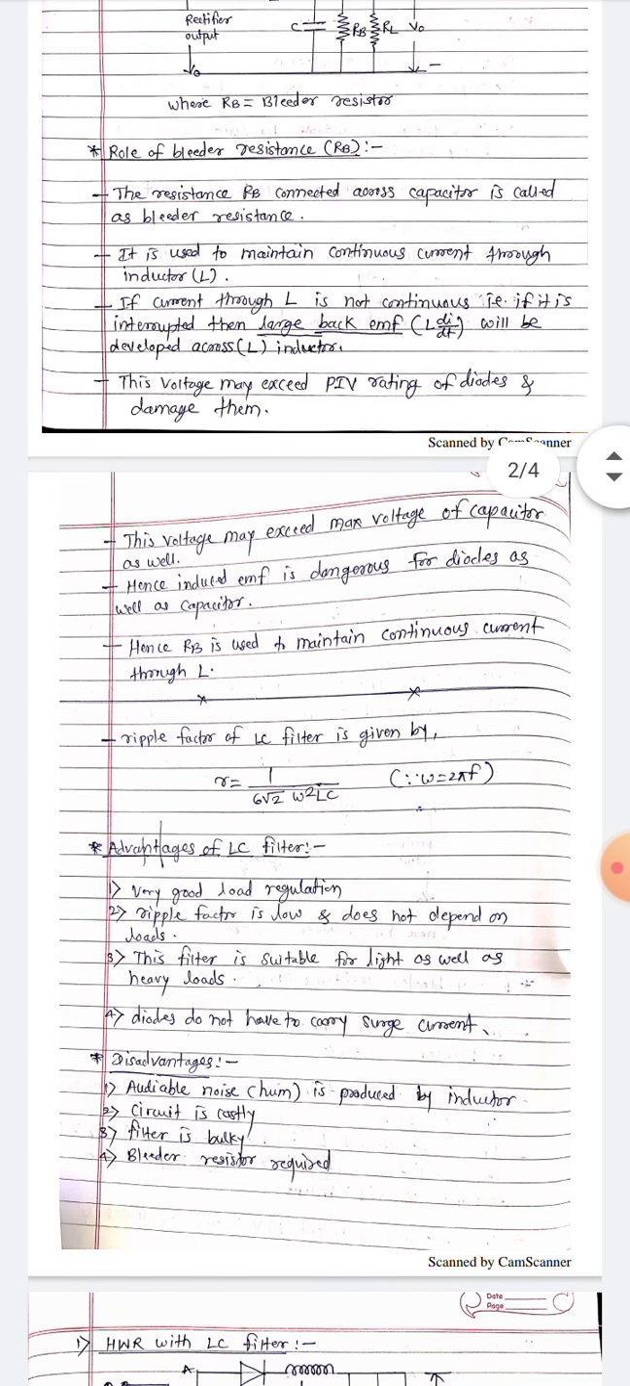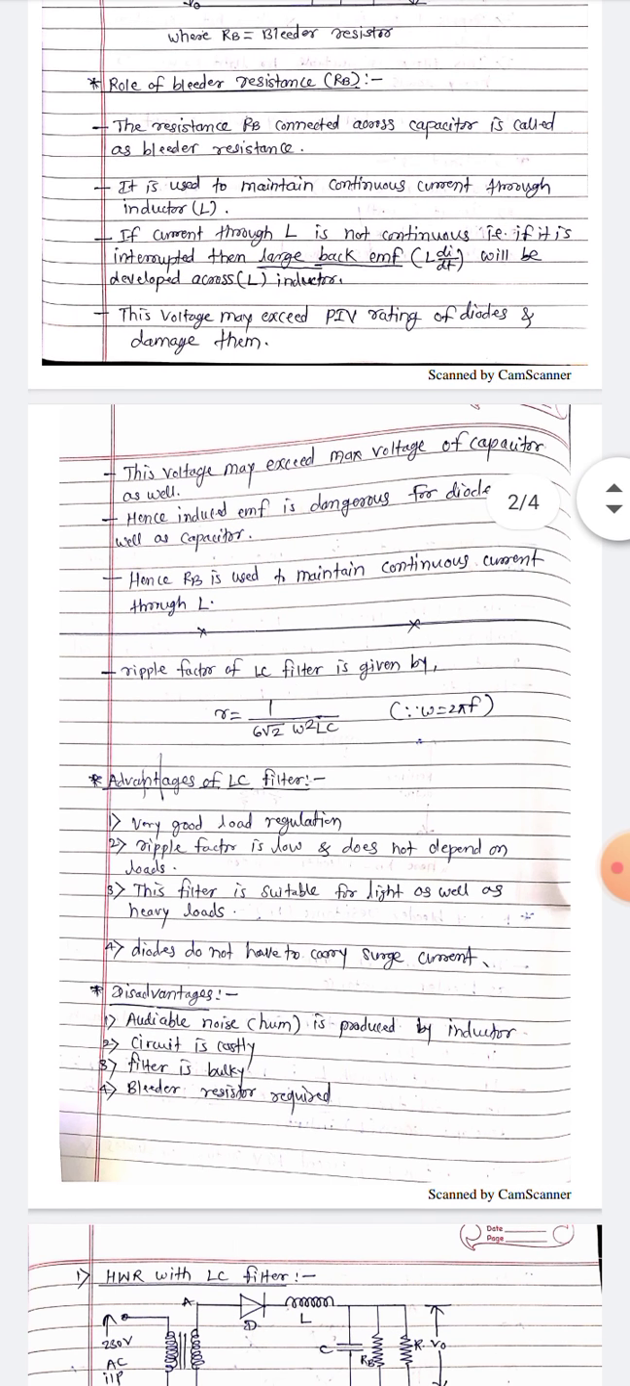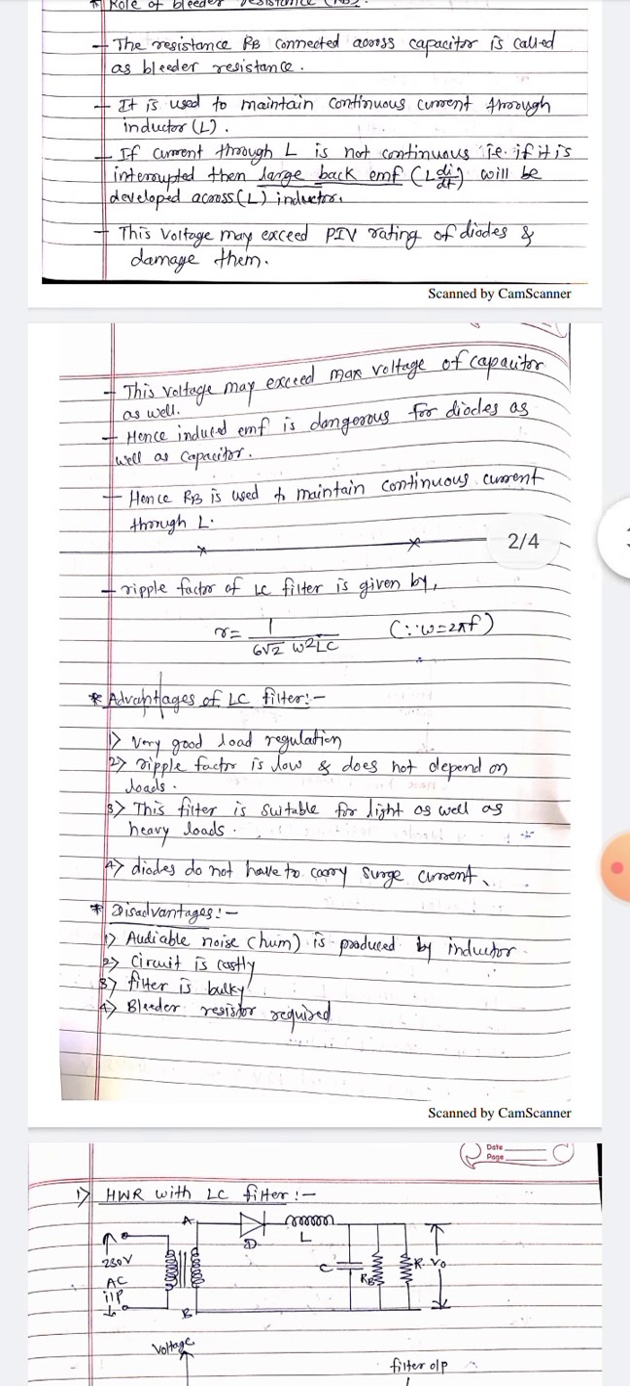Then the formula for ripple factor with LC filter is given. Previously we have seen the ripple factor with the capacitor filter and inductor filter. While calculating the ripple factor with the LC filter, we have to consider the values of the inductor as well as the capacitor.